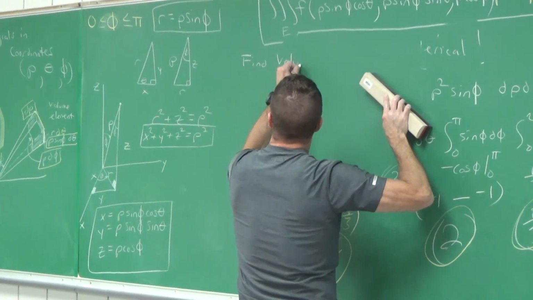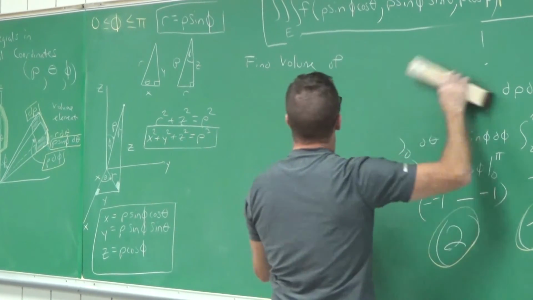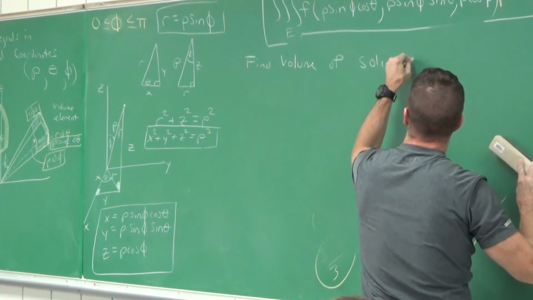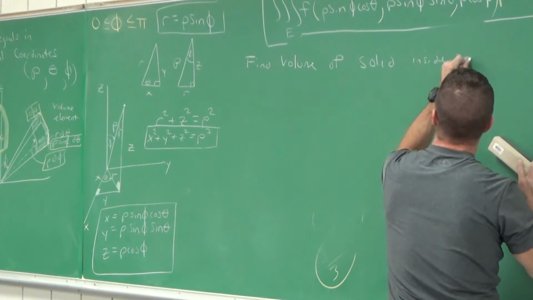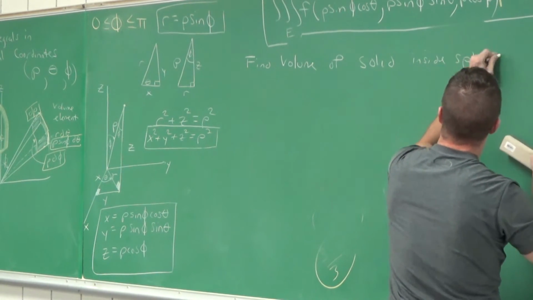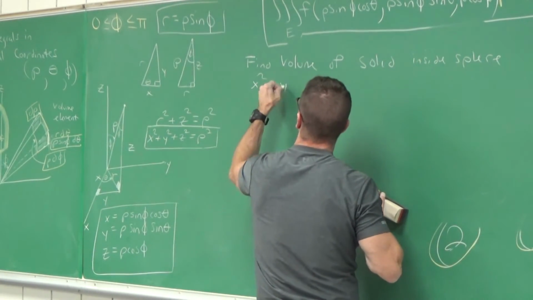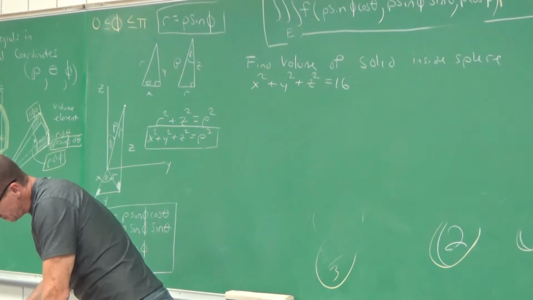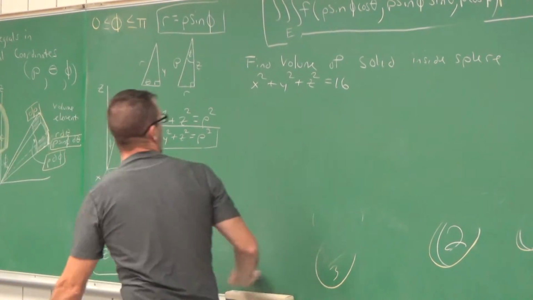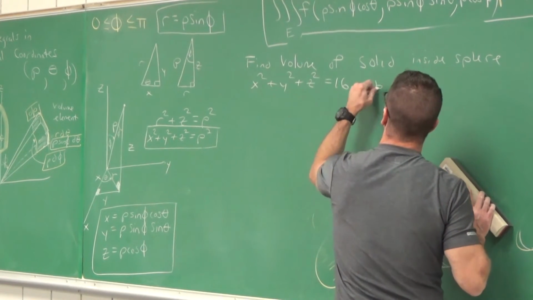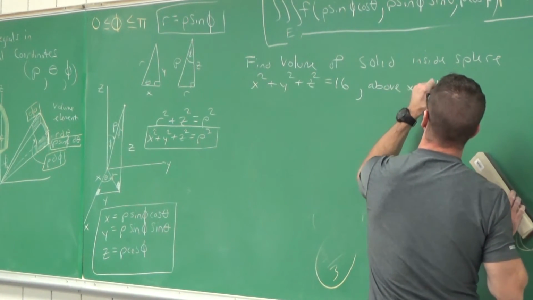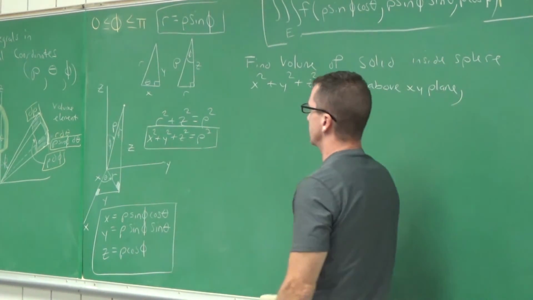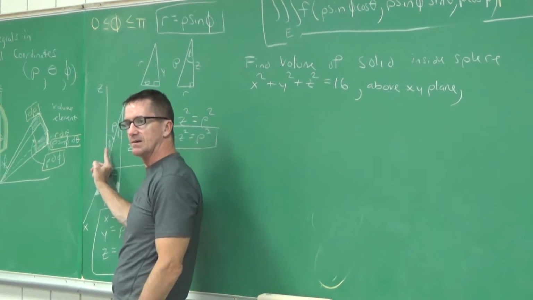Now let's find the volume of the solid inside the sphere x squared plus y squared plus z squared equals 16. And what else did they write? Region inside the sphere, what else? Above the xy plane. Okay. That just limited phi. See what they're saying, everyone? Above the xy plane, that just limited this phi here.